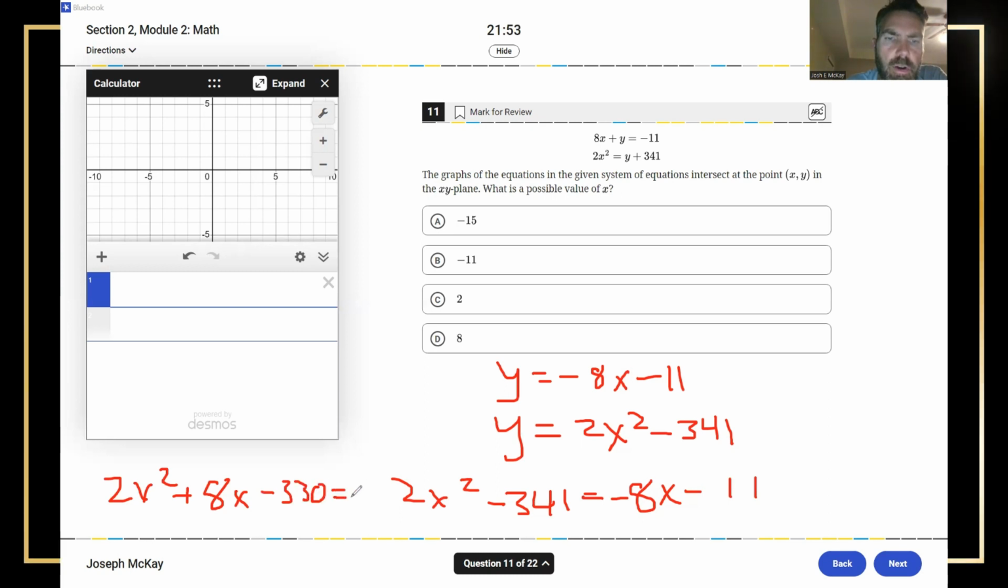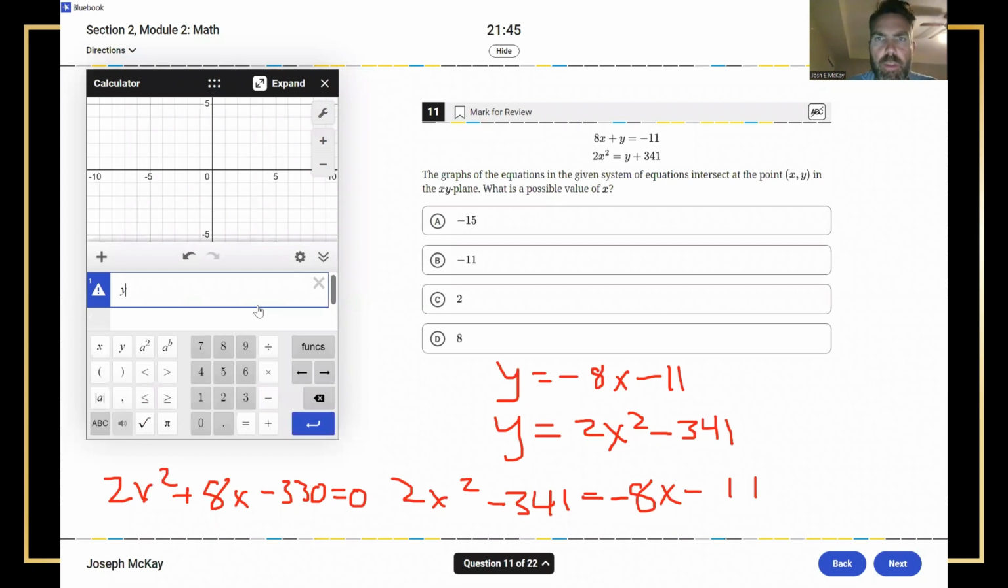And that's equal to 0. And then I would try and factor that. Actually, I forgot I have this Desmos calculator. I'm trying to do everything without a calculator. Let me see if I can just type these in.